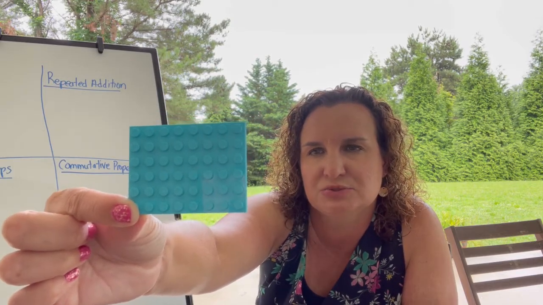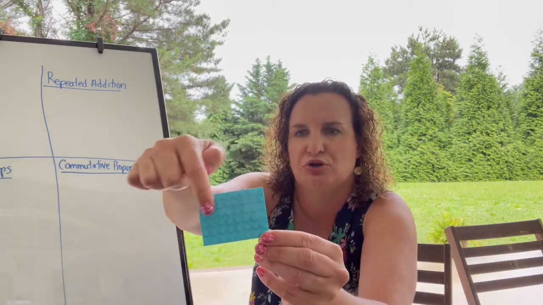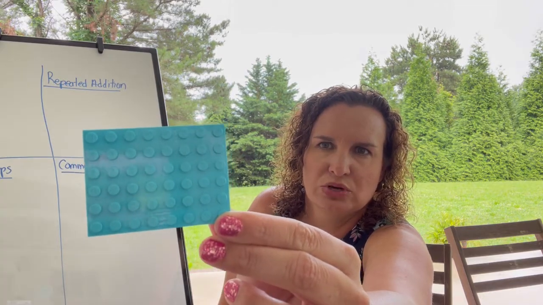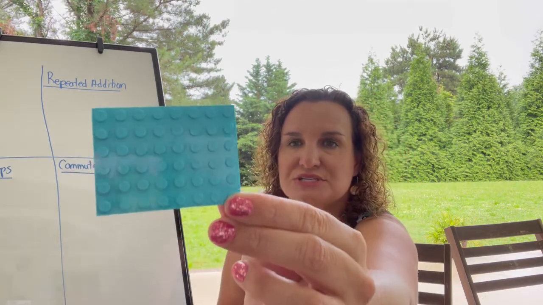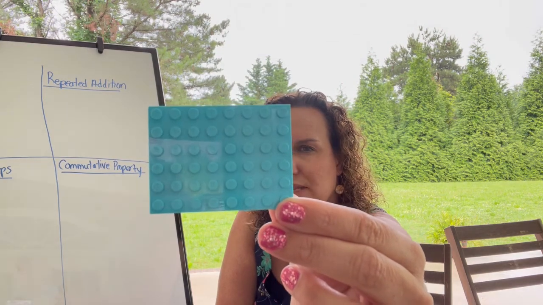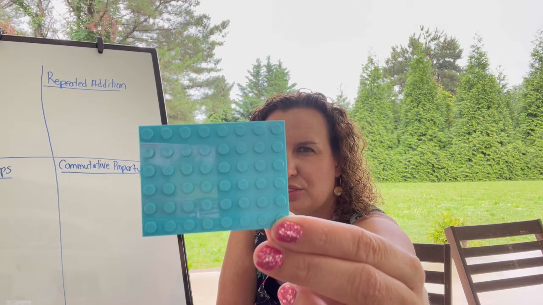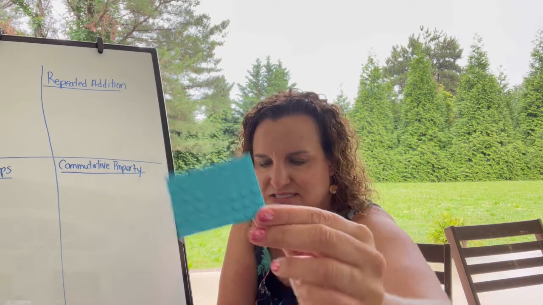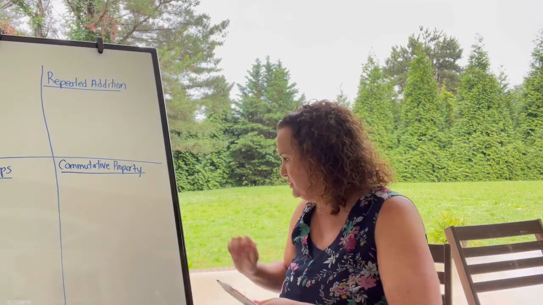Now, if you look at this array and you look at the number of rows, how many rows do you count that are going across? 1, 2, 3, 4, 5, 6. So there's 6 rows going across. Then you count how many are going down. 1, 2, 3, 4, 5, 6, 7, 8. So if we wanted to draw this as an array, we would draw 6 rows of 8.